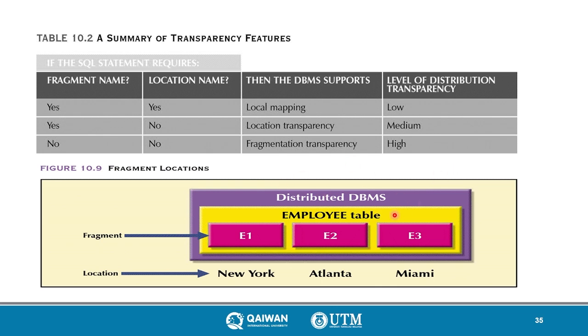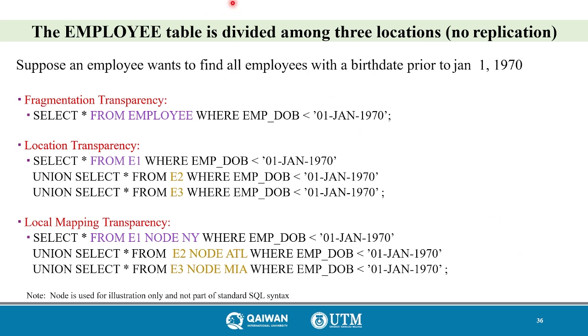Now we have a distributed database management system with an employee table, E1, E2, and E3. These are the fragments, and the location of each one will be New York, Atlanta, and Miami. The employee table is divided among three locations, no replication. Suppose a user wants to find an employee with a birthday prior to January 1st, 1970. Fragmentation transparency would be this: select all from employee where employee date of birth is, let's say, smaller than the 1st of January 1970.